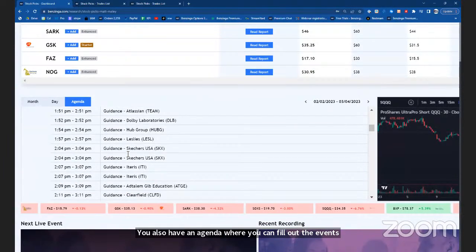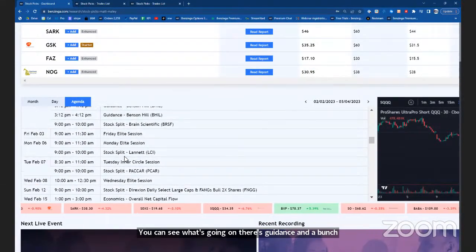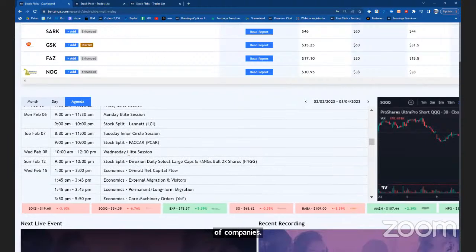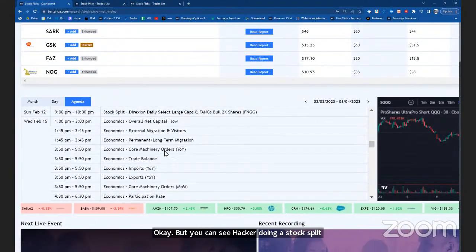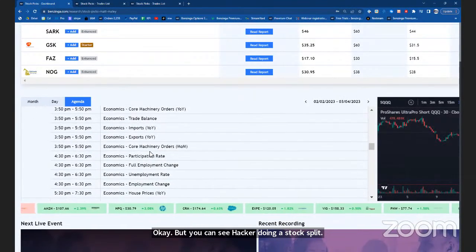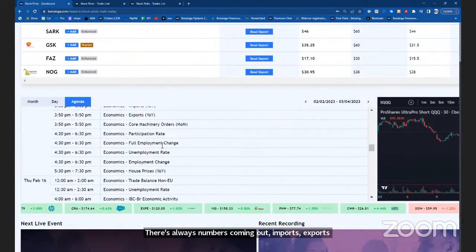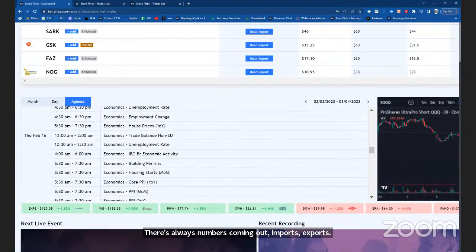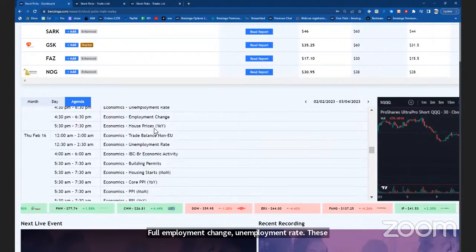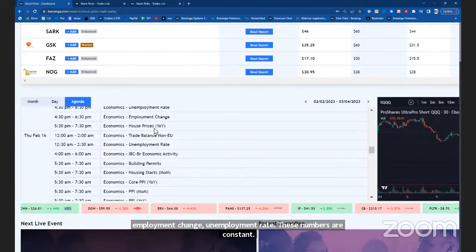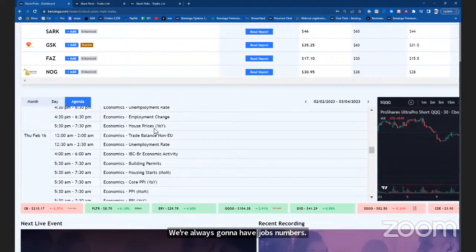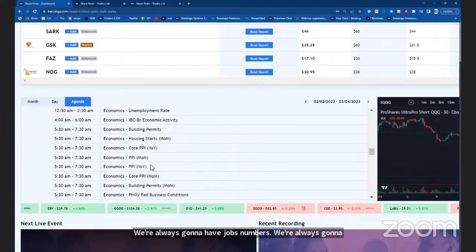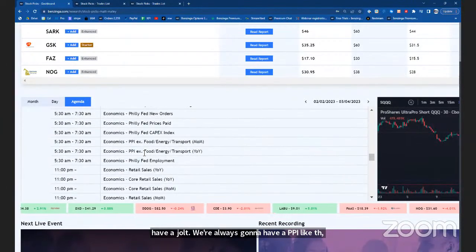There's guidance in a bunch of companies. You can see Packer doing a stock split. There's always numbers coming out: imports, exports, full employment change, unemployment rate. These numbers are constant. Don't think they're going to go away. We're always going to have CPI numbers, jobs numbers, a JOLTS, a PPI. This stuff is always happening. Building permits, these events don't go away.